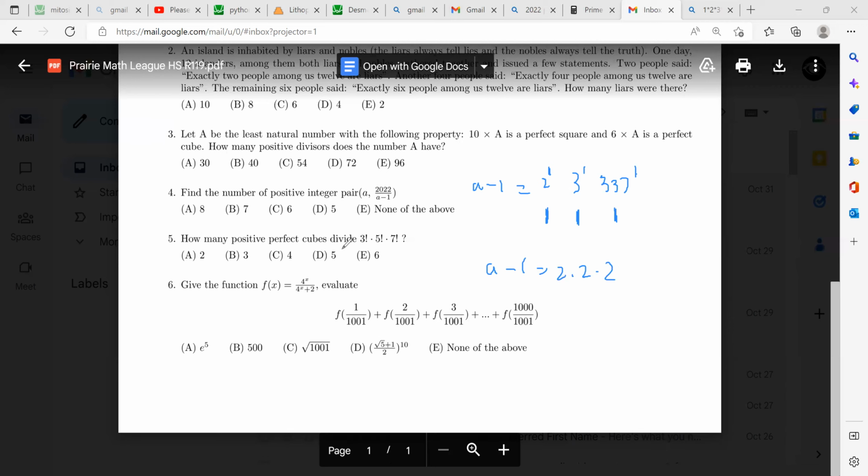So that is 8. And just to list exactly what those ways are, if you were to choose 1 for each of these, then a minus 1 is equal to 1, and a is equal to 2. And if you were to choose 2, 1, 1, then a minus 1 is 2, and a would be 3. So you can just find all the numbers like this. So the answer is A.